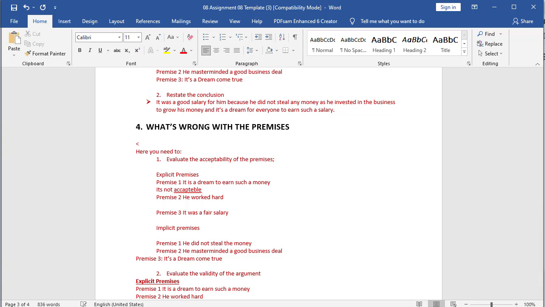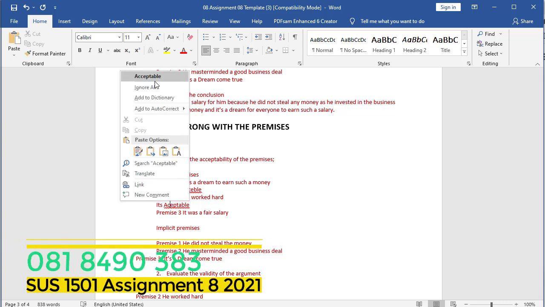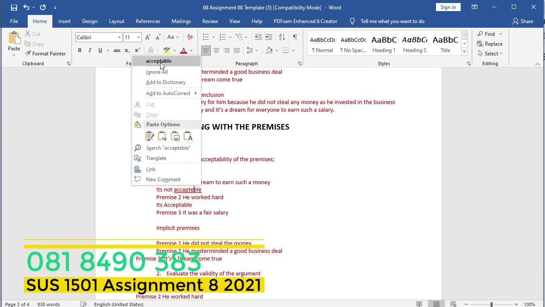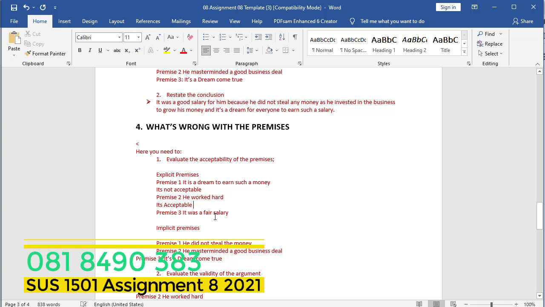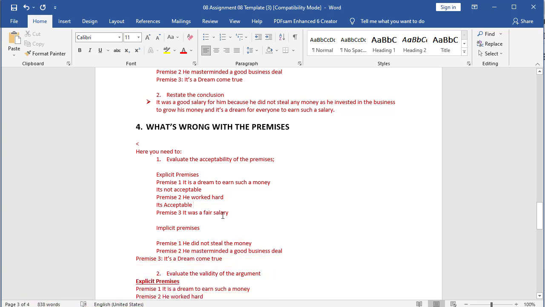He worked hard. It's acceptable. For me, it's acceptable. He worked hard because, okay, he worked hard for the company. He worked hard for the company to be where it is today, plus the experience that the guy had from other companies. He came and used that experience in this company so that it can be where it is right now. So it is acceptable that he really worked hard for him to earn such money.